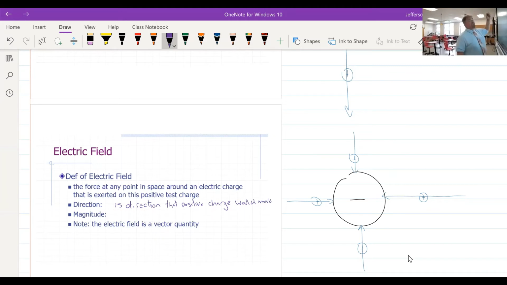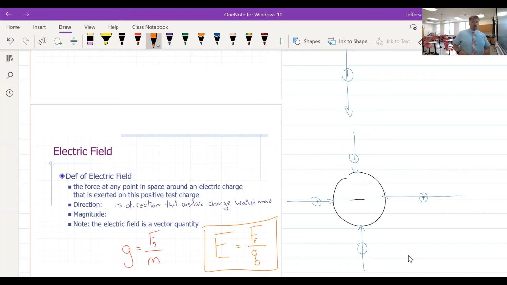Now, the magnitude, he actually defined it the exact same way that we defined our gravitational field strength. Our gravitational field strength, for comparison, okay, you can put this down, but you don't have to have it, was the force due to gravity per unit of mass. We're going to define the electric field strength in much the same way. The electric field strength, which has the symbol capital E, is equal to the force of the electric charge on a particular charge. So that should be an F sub E. Okay, so this is how we're going to define the magnitude of that electric field.